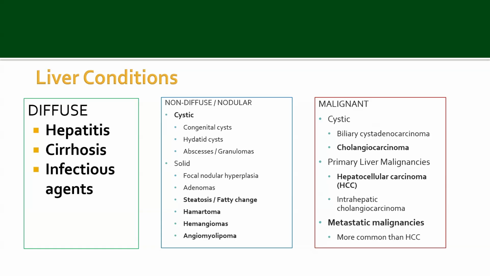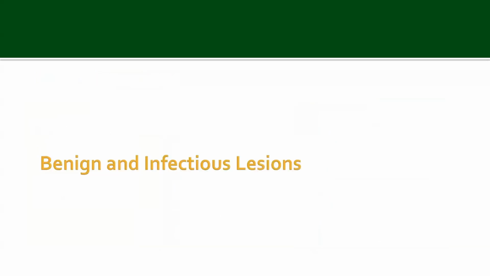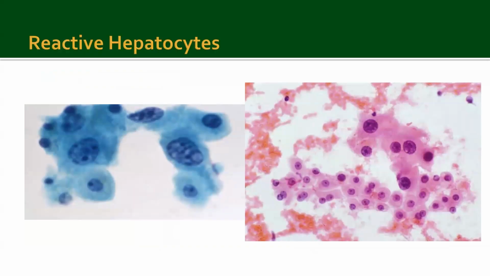And then for our audio listeners, the conditions we'll be discussing today are within the diffuse: hepatitis, cirrhosis, and various infectious agents. For the non-diffuse or nodular, I will briefly touch on steatosis or fatty change, hamartomas, hemangiomas, and angiomyolipomas. And then for the malignant conditions, I will mostly be focusing on cholangiocarcinoma, hepatocellular carcinoma or HCC, and then metastatic malignancies. Right, for the benign and infectious lesions.